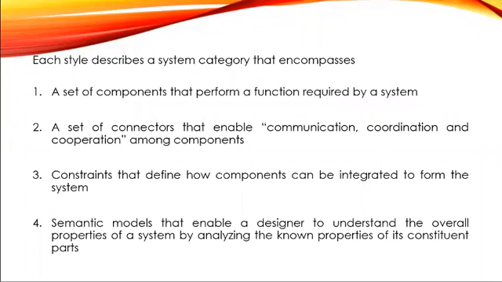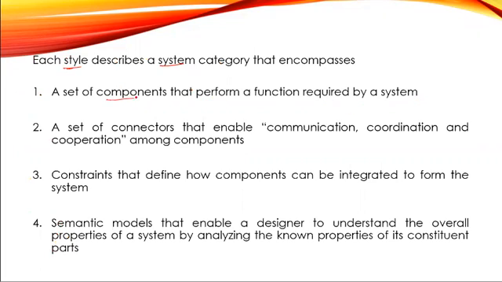Now, what is an architectural style? Each style describes a system category that encompasses any system that has any of those categories, and that is going to be called an architectural style. The first one is a set of components that perform a function required by a system.